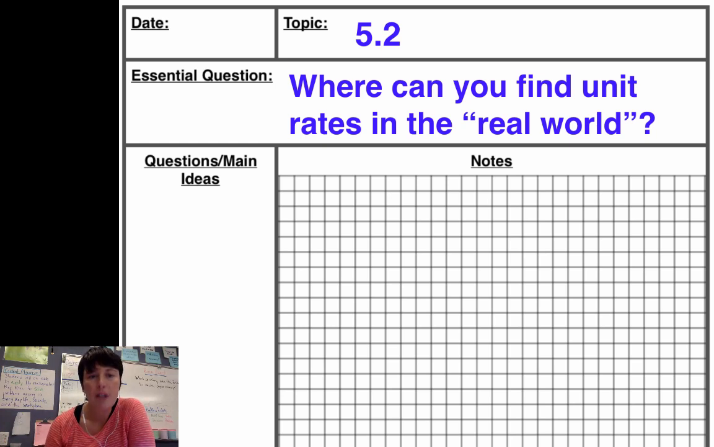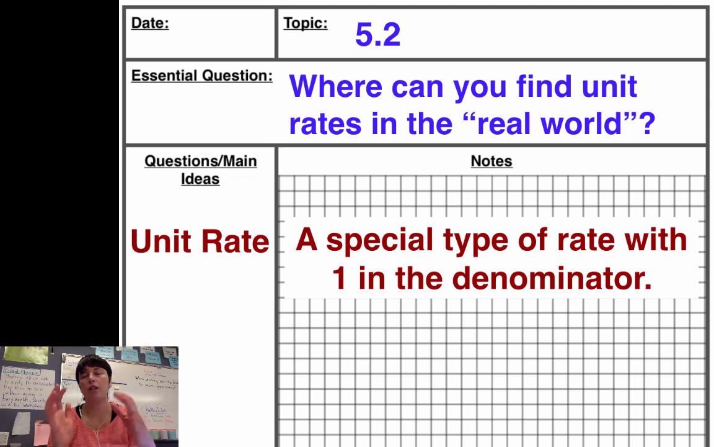So, first off, before we even get started, let's write a little note here. What is unit rate? So remember, unit rate is when you have that special rate with a 1 in the denominator. So it's a fraction with 1 in the bottom, a special type of rate with 1 in the denominator.